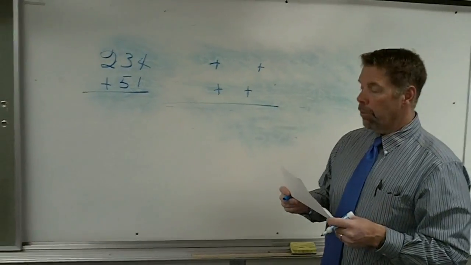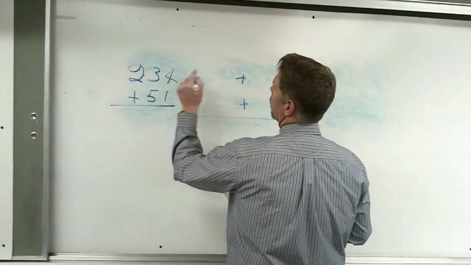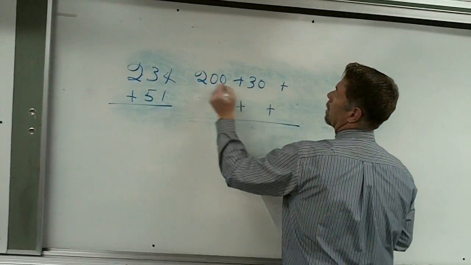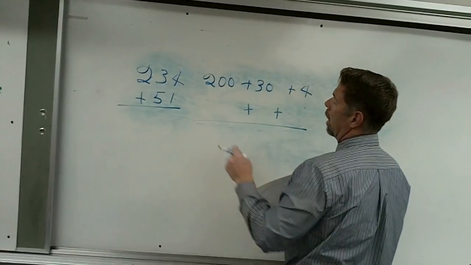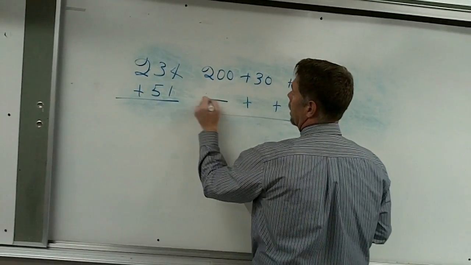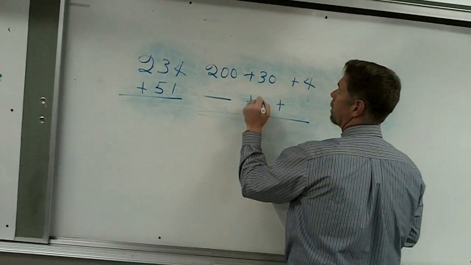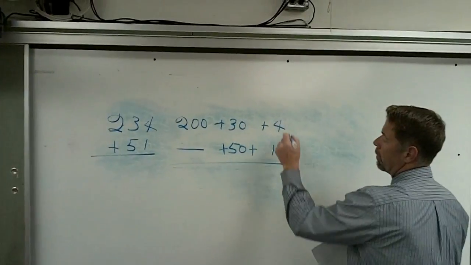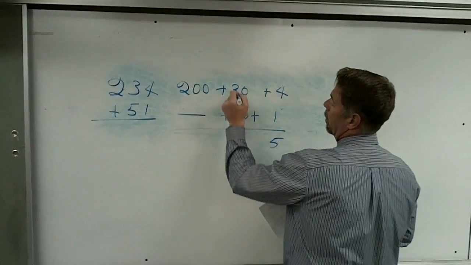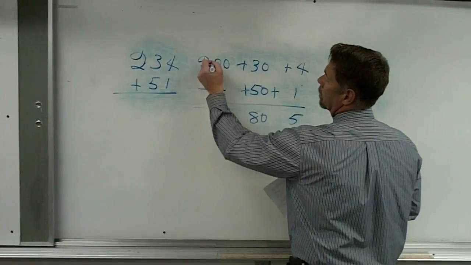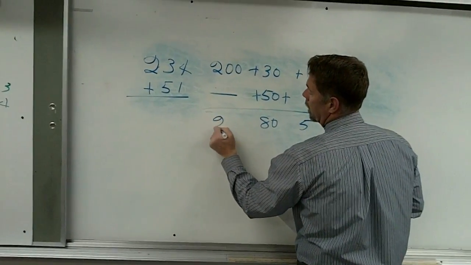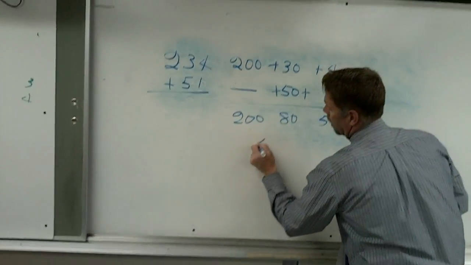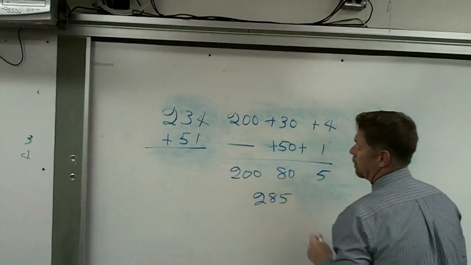Okay, so now let's check your work. 200 plus 30 plus 4. On the bottom, we don't have anything in the 100s column, so 50 plus 1. Again, I add them up. 4 and 1 is 5. 30 and 50 is 80. And 200 and 0 is 200. If I scrunch them all together again, I combine them, I get 285.